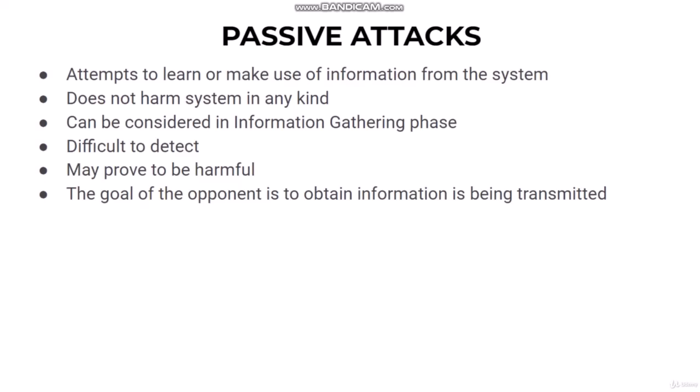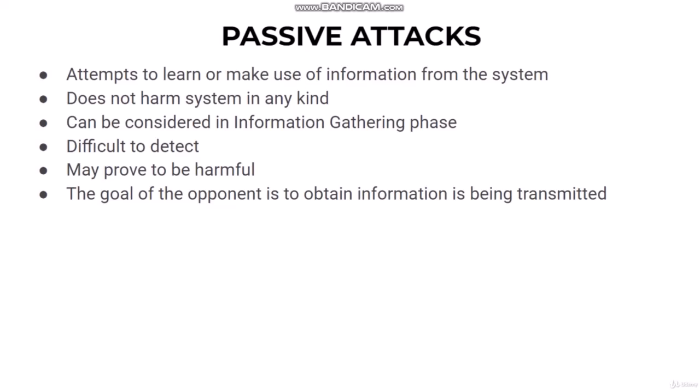Passive attack attempts to learn or make use of information from the system but does not affect system resources. Passive attacks are in the nature of eavesdropping or monitoring of transmission. The goal of the opponent is to obtain information that is being transmitted. A telephone conversation, an electronic mail message, and a transferred file may contain sensitive or confidential information. We would like to prevent an opponent from learning the contents of these transmissions.